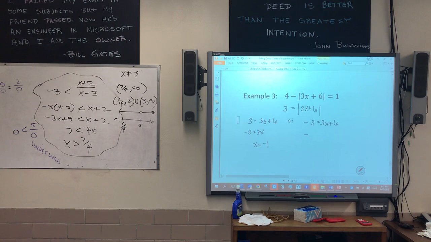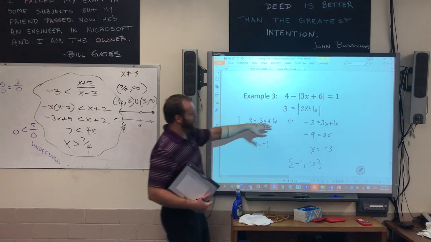Subtract 6 from both sides. And then x ends up being negative 3, right? Those are my two solutions, negative 1, negative 3. There. I didn't put them in chronological order, but whatever.